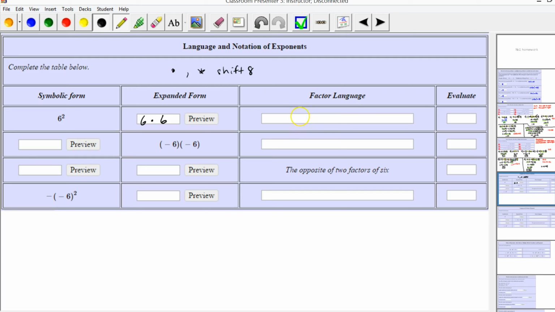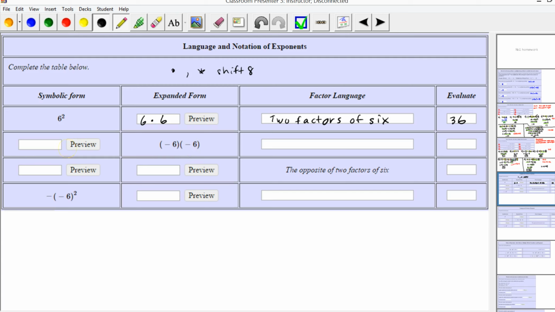So factor language, this is 2 factors of 6. And to evaluate, we'll multiply 6 times 6, which is 36. In the second one, we're given the expanded form. Okay, so we have here 2 factors of -6.